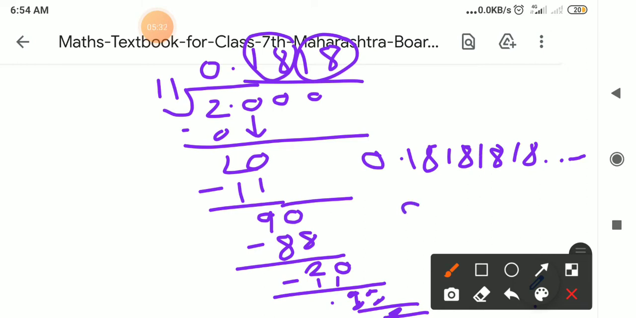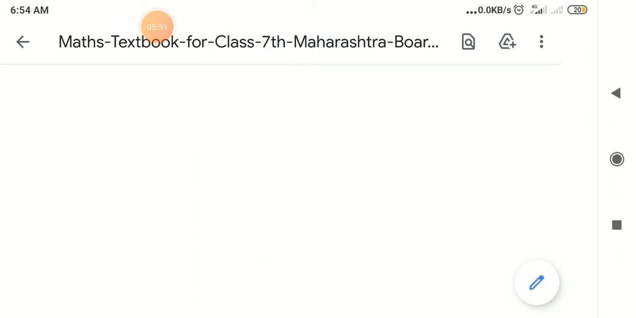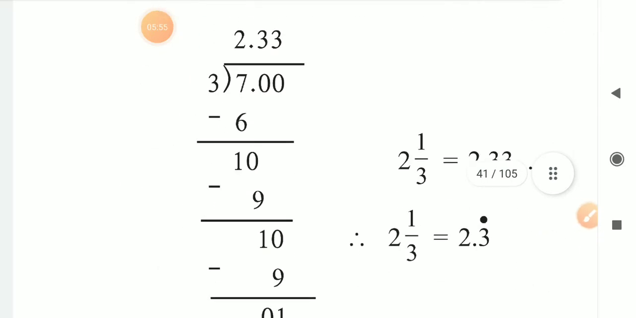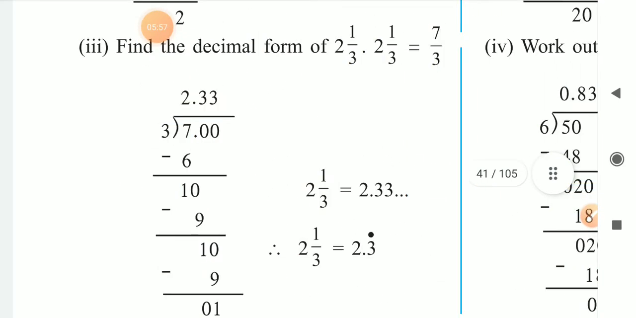So in such a situation, we have to write it in this way: 2 upon 11, and its decimal form is 0.18. On this 1 8 we have to give a horizontal line, it is called a bar. Okay, so solve this example in this way. Now the third question, see here, this one is the third question.